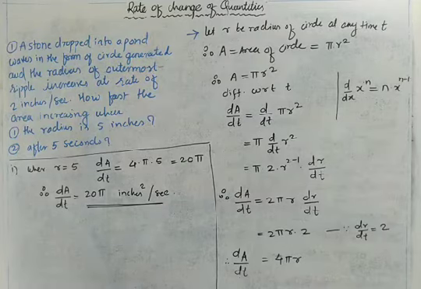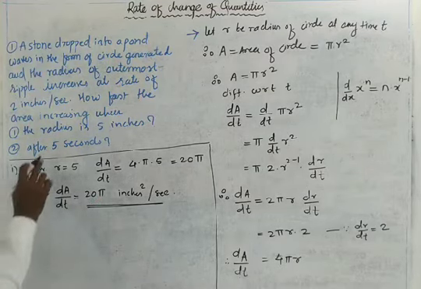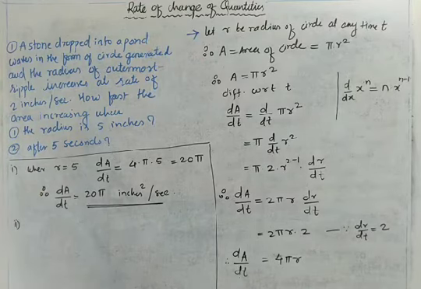The rate at which the area changes when the radius is 5 inches is 20 pi inches square per second. Second question: after 5 seconds, what is the change in area we have to find. Now see here, they have provided the change in radius, given as 2 inches per second.